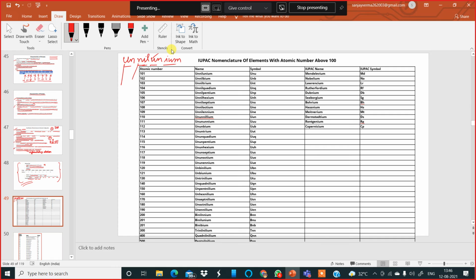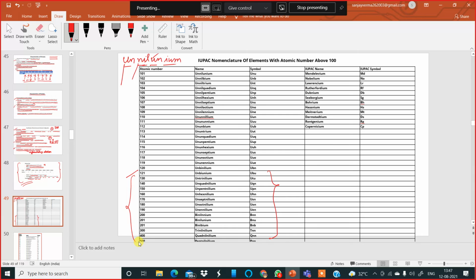So now I'm going to teach you how to name, according to IUPAC, the elements with atomic number above 100 up to 120. Up to 120. Okay. The rest is not so important, but I just put it over here for the sake of just looking at it only, not for the sake of remembering it. Okay.